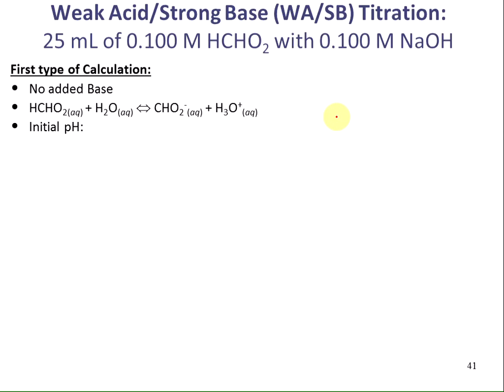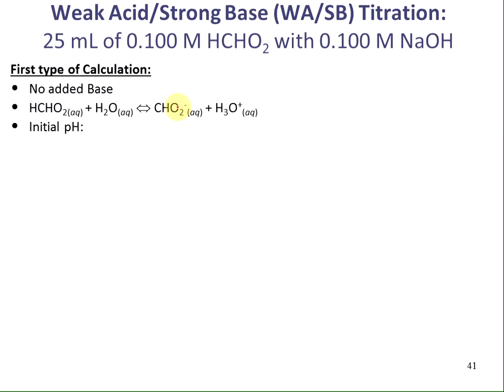So we're looking at a weak acid with a strong base, and we've got 25 mL of 0.1 molar formic acid in our reaction flask, and we're going to be adding 0.1 molar sodium hydroxide. So remember, our first type of calculation is when no base is added. If no base is added, the only thing that we have in there is the formic acid.